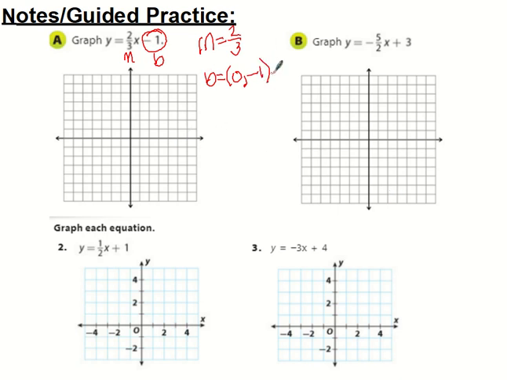So what we're going to do is, this is our starting value. Remember, from our table that we worked on, it said starting value. This is where we're going to start. We're going to go to (0, -1), and we're going to put a point.